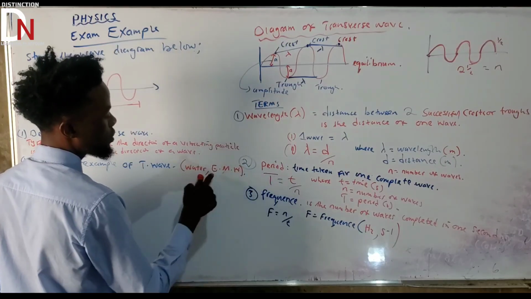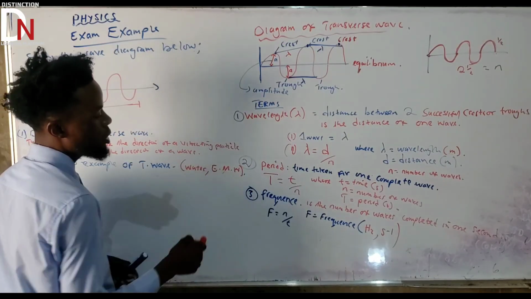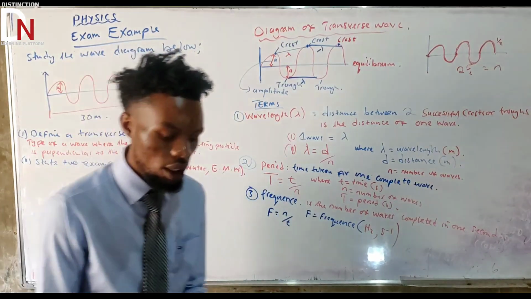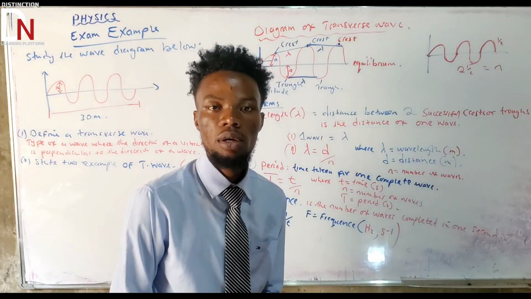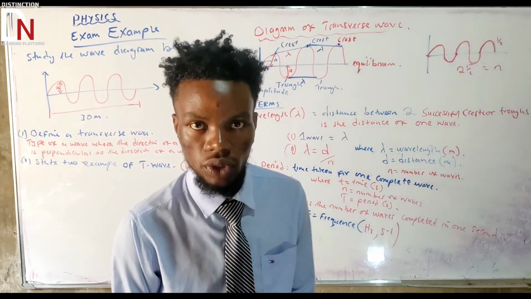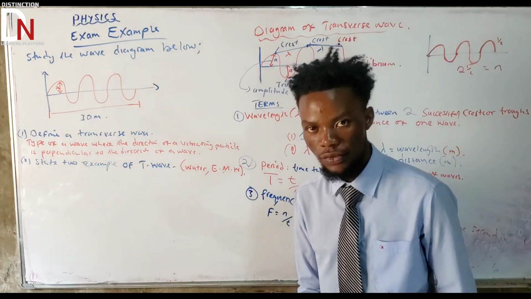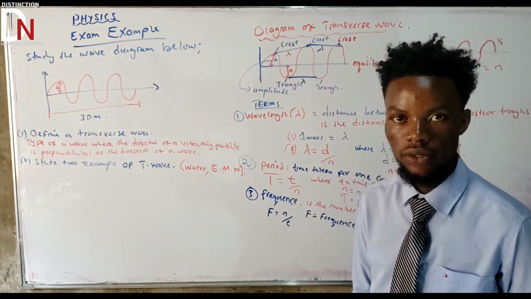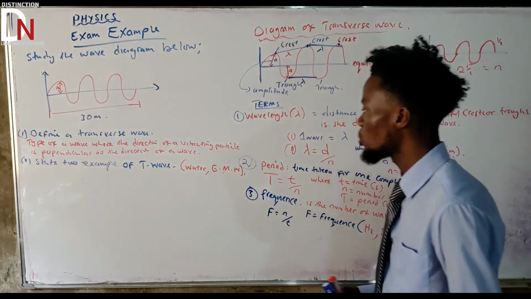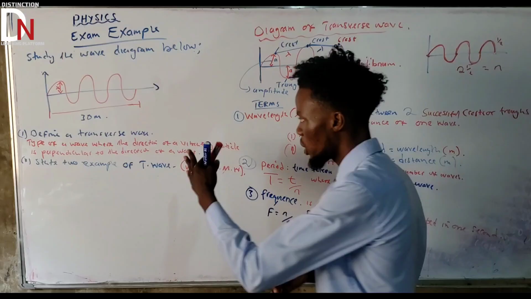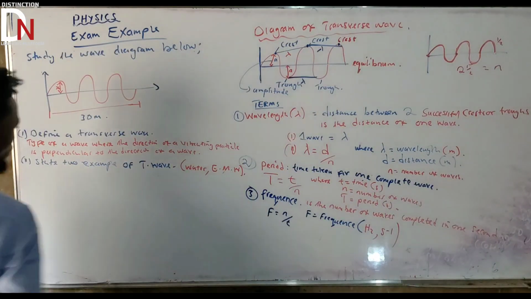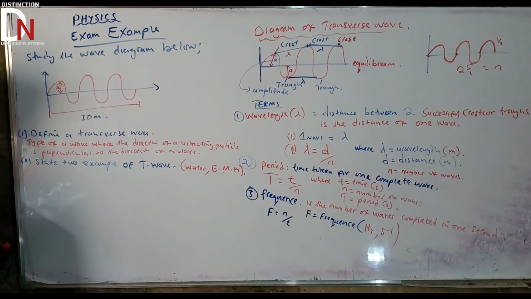So let's just put electromagnetic waves. Remember electromagnetic waves, a good example are radio waves, ultraviolet waves, X-rays, gamma rays. All those examples are electromagnetic waves, and they're under transverse waves. Okay, so let's go now to another question.